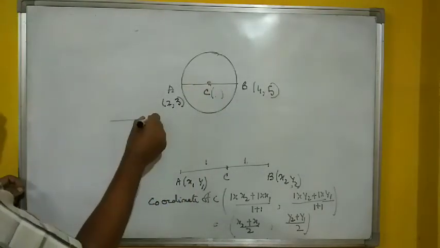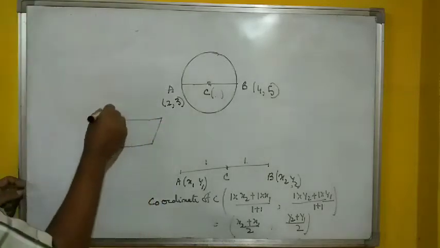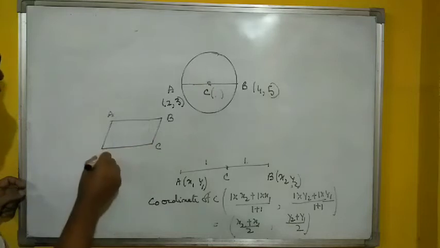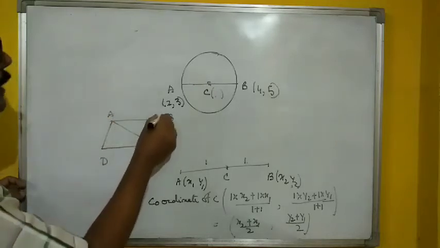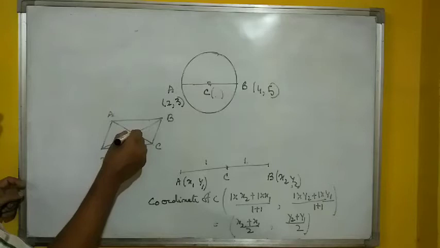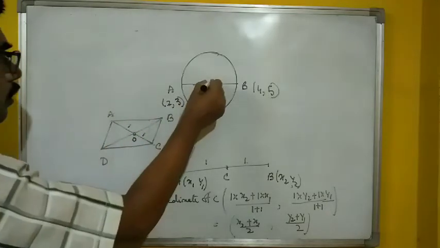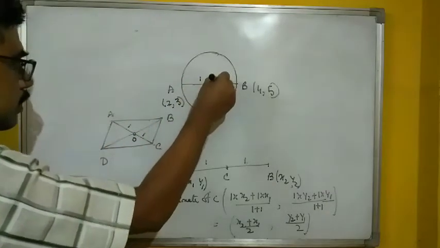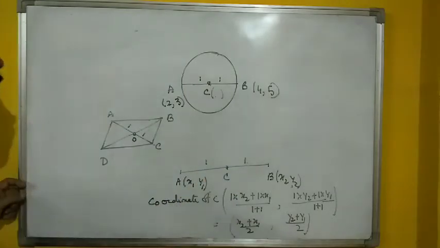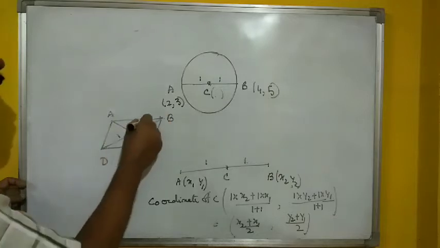Or suppose in a parallelogram ABCD, the diagonals bisect each other. So that point is the midpoint of AC. Suppose O is the point of intersection. So O is the midpoint of AC, and we can find out O. We come to know that it is a midpoint, meaning a 1:1 ratio. Here also the center is the midpoint, meaning a 1:1 ratio. So we can apply this formula here also. Or by BD also we can find it, because it is a 1:1 ratio.